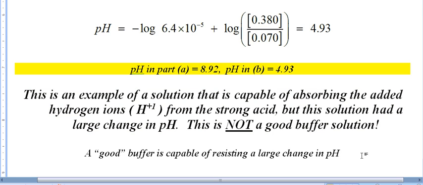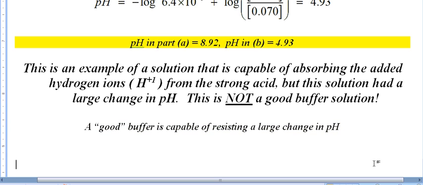The reason why it's not a good buffer, again, make sure you know what the definition of what a good buffer is. It has the capability of resisting a large change in pH. And even though it did absorb the hydrogen, the pH went from a very basic solution to a very acidic solution. So we would not use this or consider this as being a good buffer solution. Take a look at part C to see an example of a good buffer solution, hopefully.